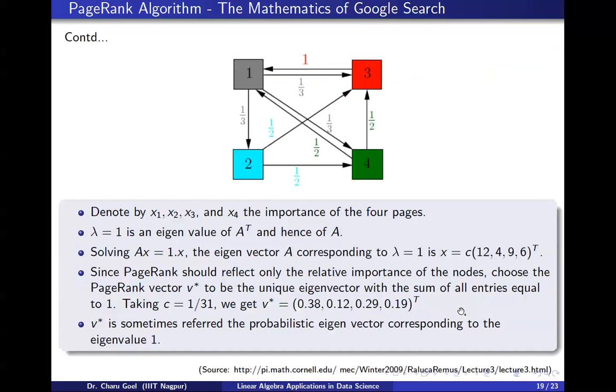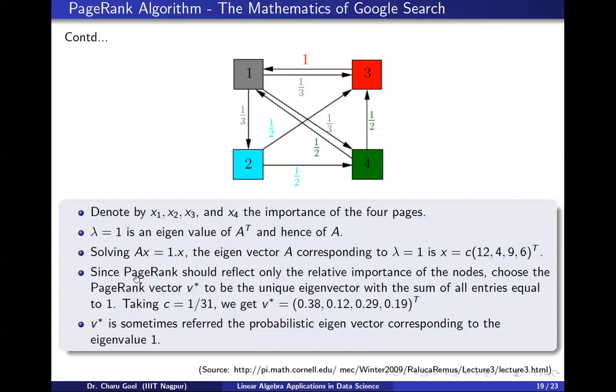If we find the eigenvalue of A transpose, we'll see that the eigenvalue will be 1. It is a very nice property that the eigenvalues of A and A transpose are the same. So we know that 1 will also be an eigenvalue of A. The next step is to find the corresponding eigenvector for the eigenvalue 1. If we solve it as in the previous examples, we'll find that the corresponding eigenvector will be some scalar c times 12, 4, 9, and 6. So we can choose c to be anything.